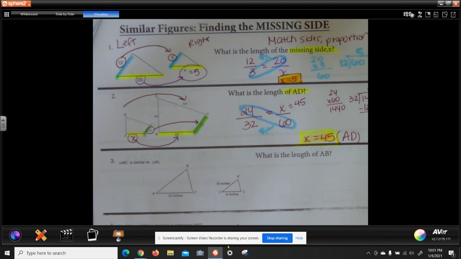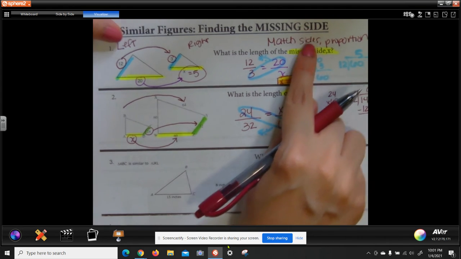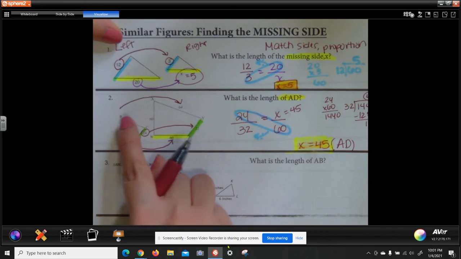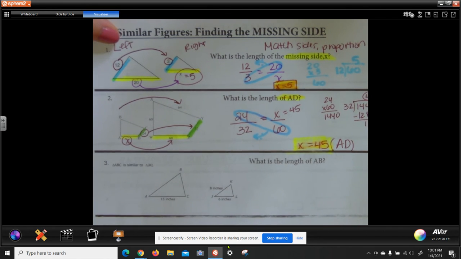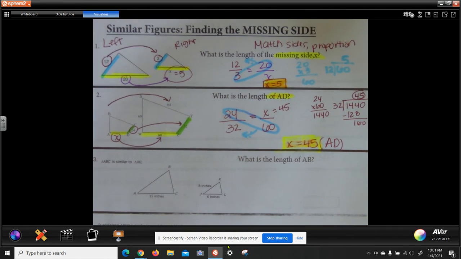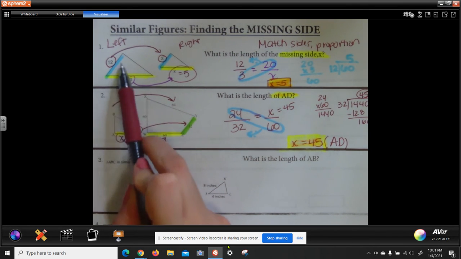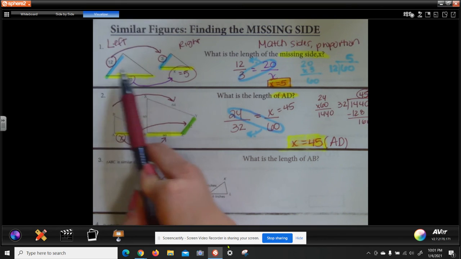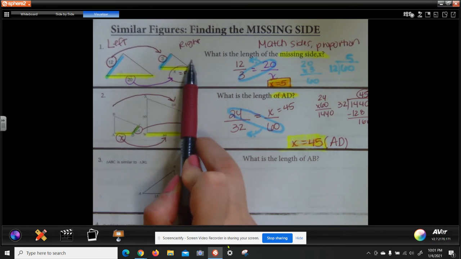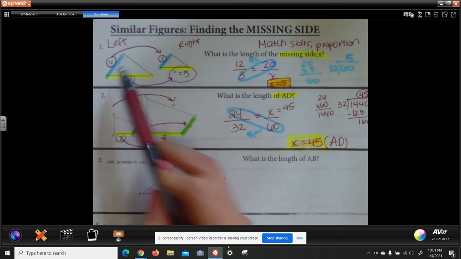Okay, so once again, for finding the missing side, you need to make sure you match your corresponding sides, boys and girls. You can rewind the video and look back at the examples, but the key, like I said, is matching the corresponding sides from one shape on the left to the right. All right?